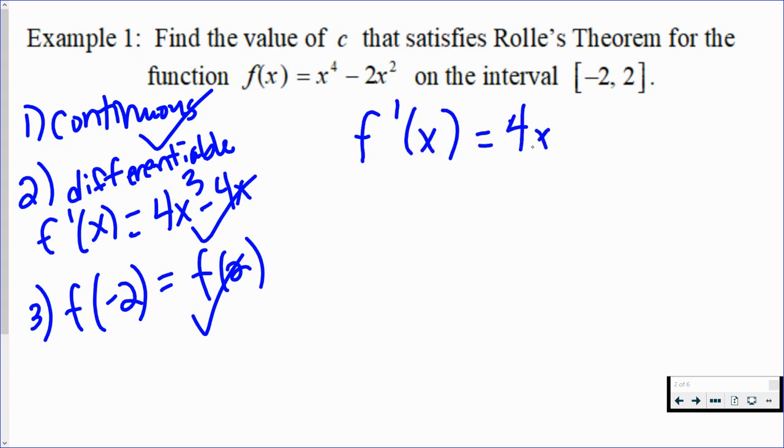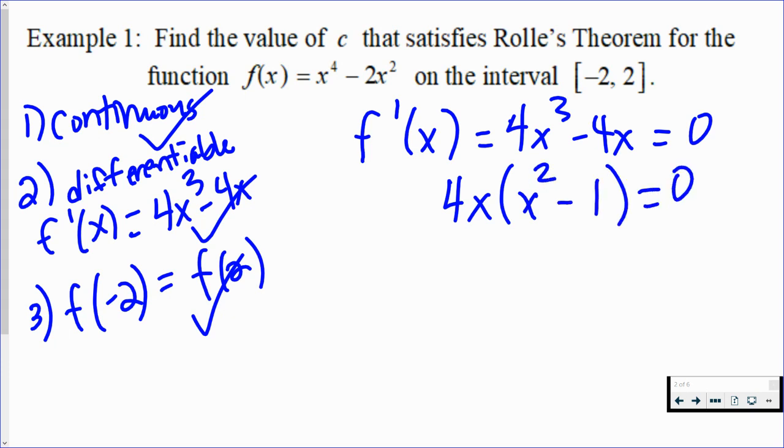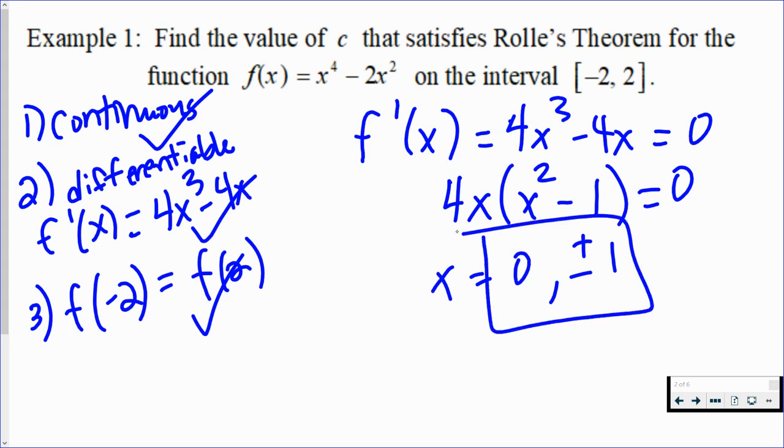We said derivative is 4x cubed minus 4x. Let's set that equal to 0. We could take out a 4x. That would leave x squared minus 1. So we're going to get 0 and positive or -1. Now, the last thing that we need to do is check that these are contained within the interval. Remember, it cannot be equal to the endpoints. So 0 and positive and -1 are contained in between -2 and 2. So 0 and positive or -1 are all the values that would satisfy Rolle's theorem for this function on this interval.